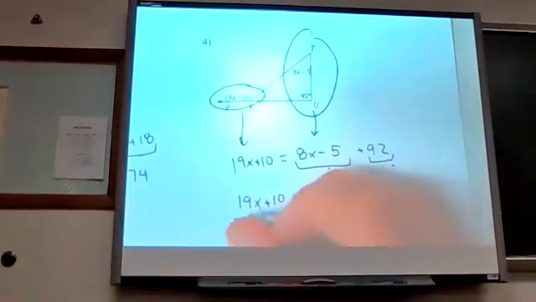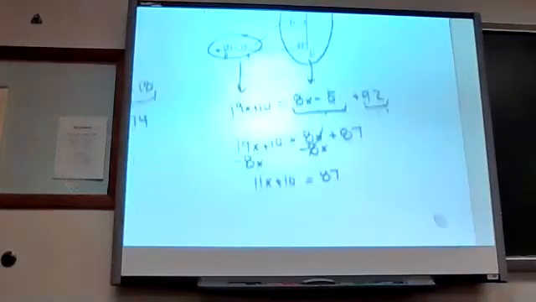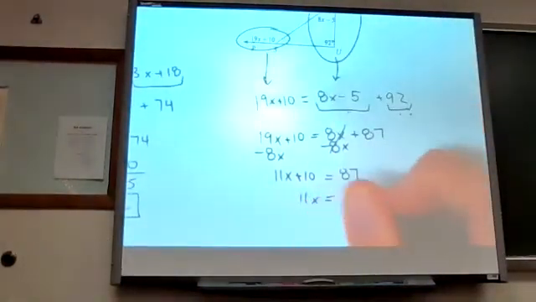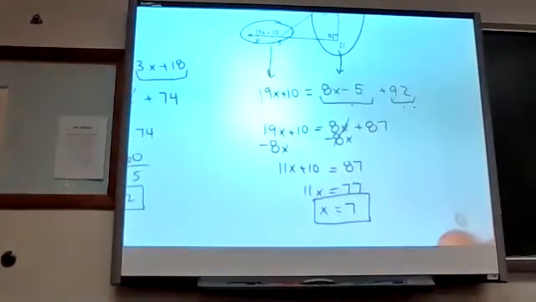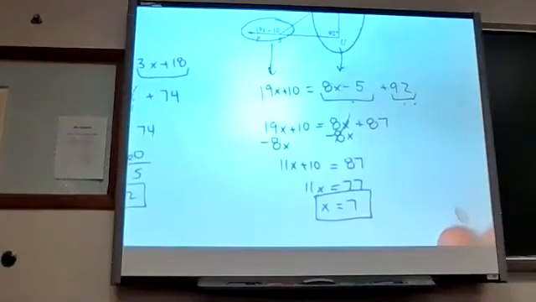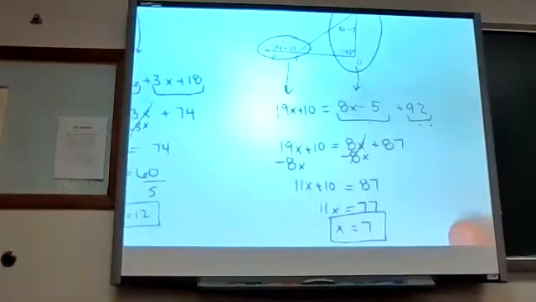Subtract 8x. 11x plus 10 equals 87. Subtract 10. 11x equals 77, and you should have had x equals 7 on number 4. Okay, so that's the exterior angle theorem.